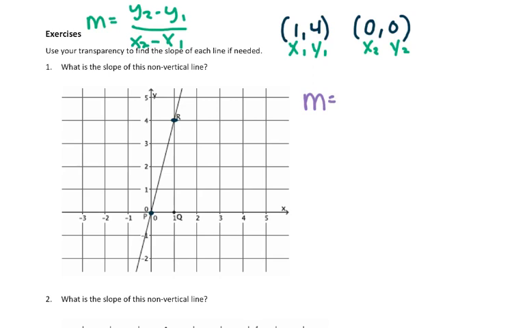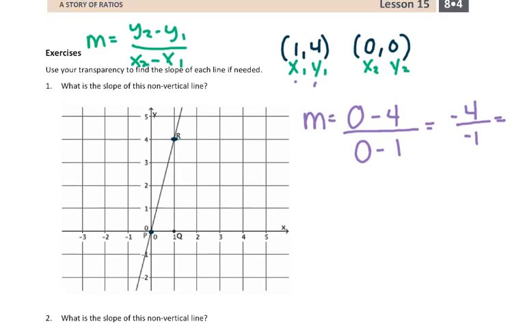So if we have m equals y2 was 0 minus y1, which is over here, so it's 4, over x2 was 0 minus x1, which was 1. So if we simplify this, 0 minus 4 is negative 4. 0 minus 1 is negative 1. And if we reduce this down, a negative divided by a negative is a positive. 4 divided by 1 is 4. We find that m is equal to 4.